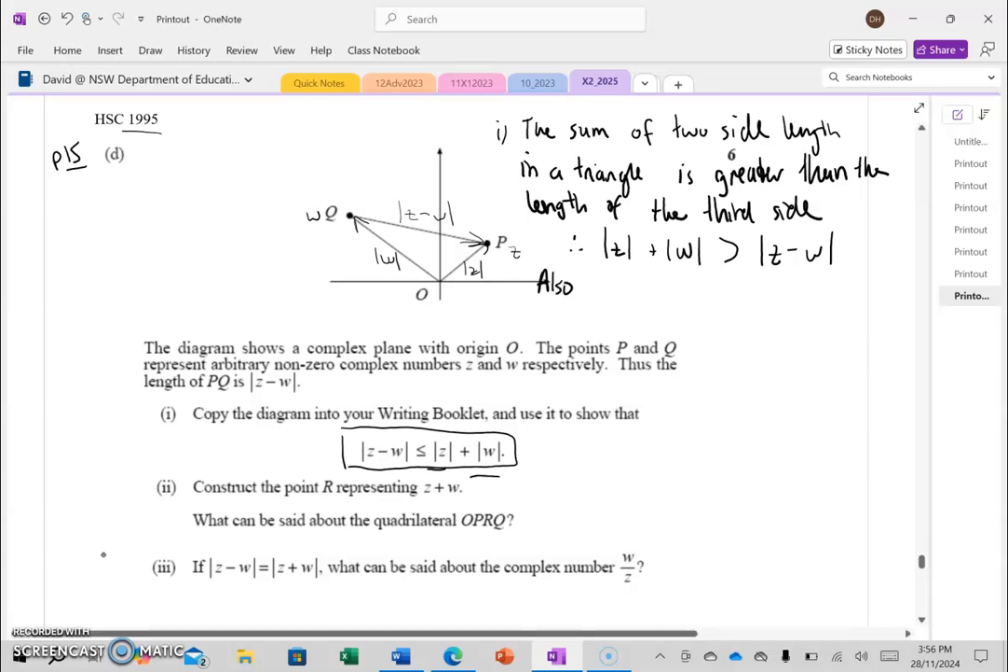Also, you could have POQ being a straight line. Nowhere did it say that they have to form a triangle. So also POQ could be a straight line. In this case, therefore we could have absolute value of Z plus absolute value of W equaling absolute value of Z minus W.